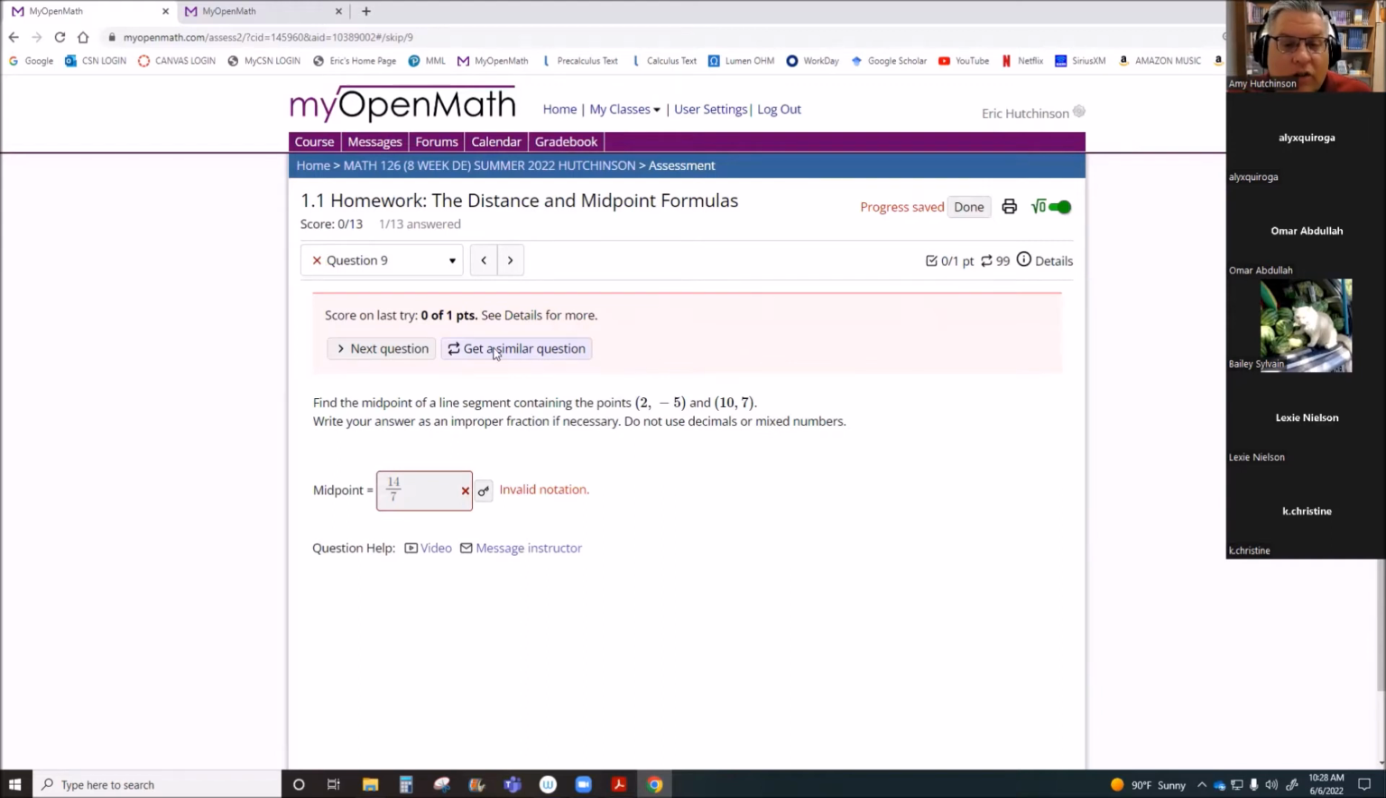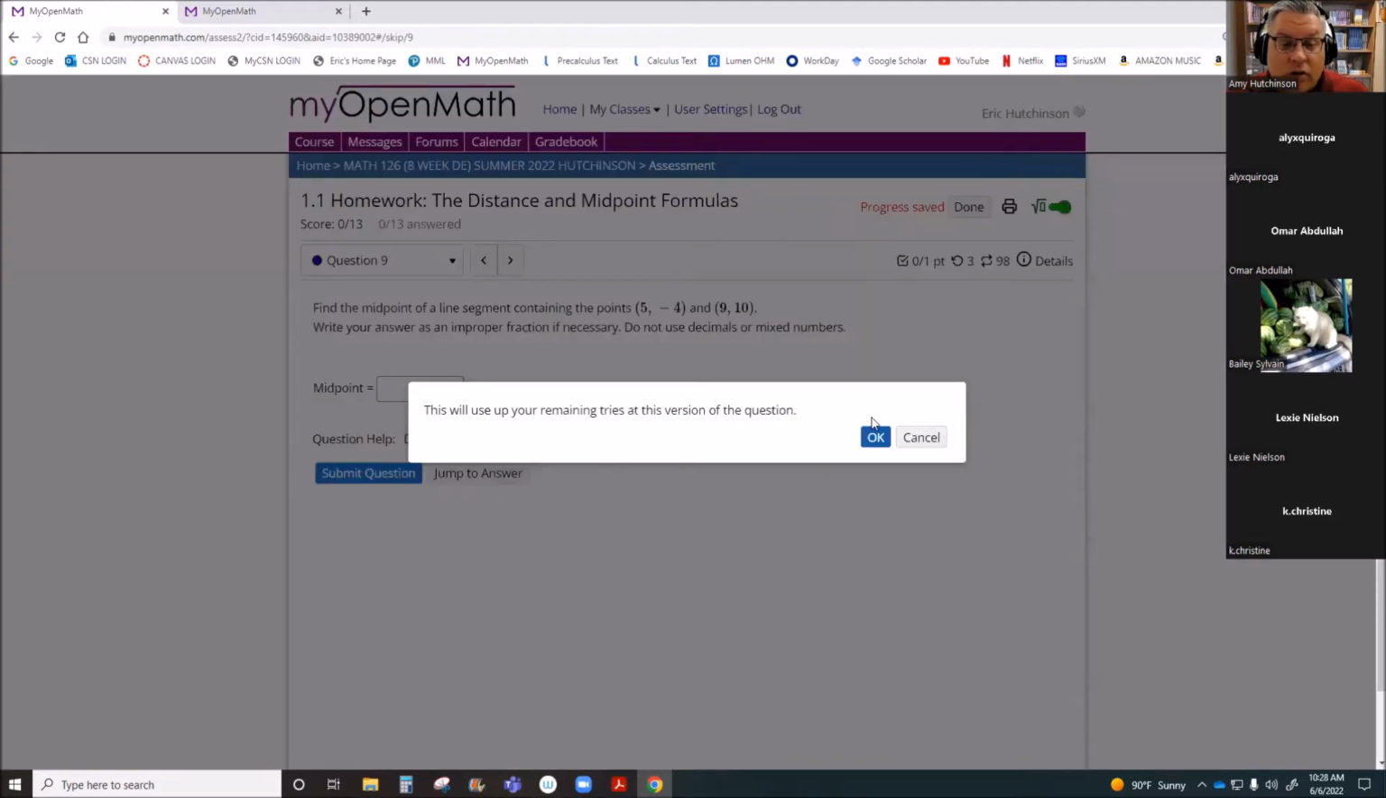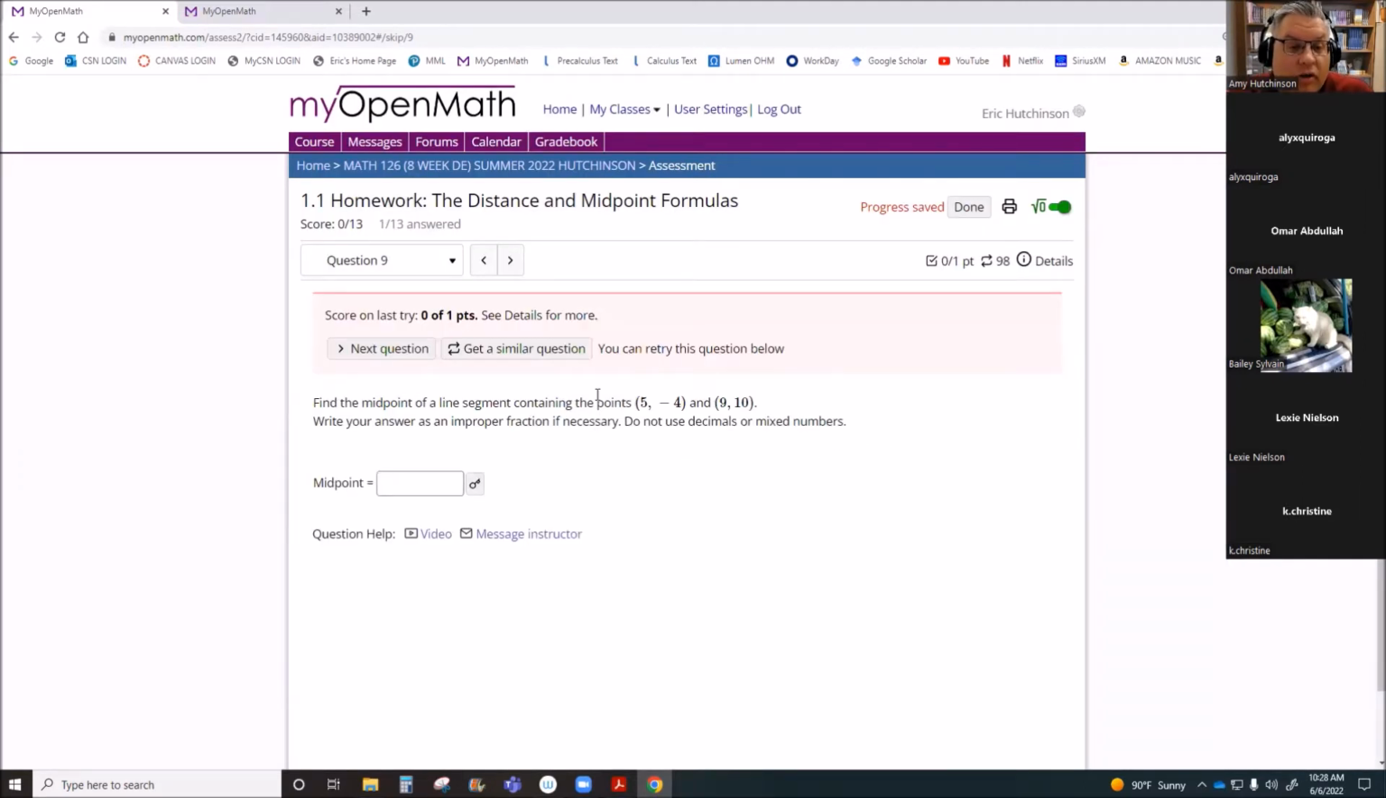What you can do is just hit this Get Similar Question button. That's going to give you a brand new question. It's going to reset the tries on that problem, and then you can go ahead and put the answer in. Now, if you don't know it, if you want to use up one of your tries, you can go ahead and hit Jump to Answer. If you hit Jump to Answer, it'll automatically get you out of that problem, and it'll get you a new one. So you can do that one as well if you want.